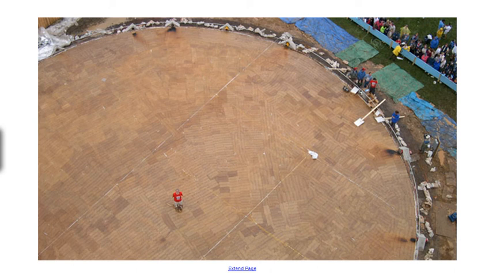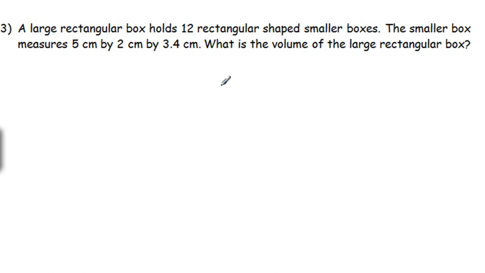Alright, number 3. Large box holds smaller boxes, 12 of them. The smaller box measures 5 centimeters by 2 centimeters by 3.4 centimeters. What is the volume of the larger box? So what we're talking about is we're going to have boxes that are kind of small. So we can draw our small box here.